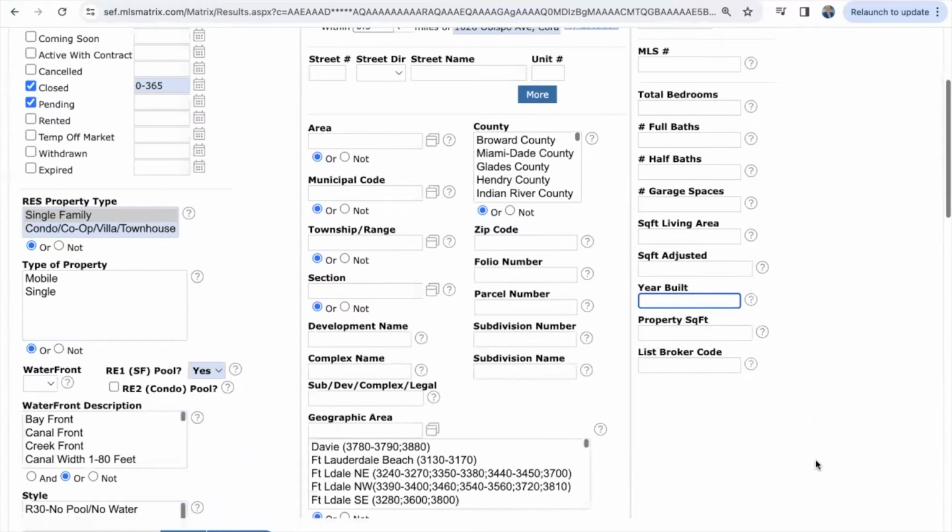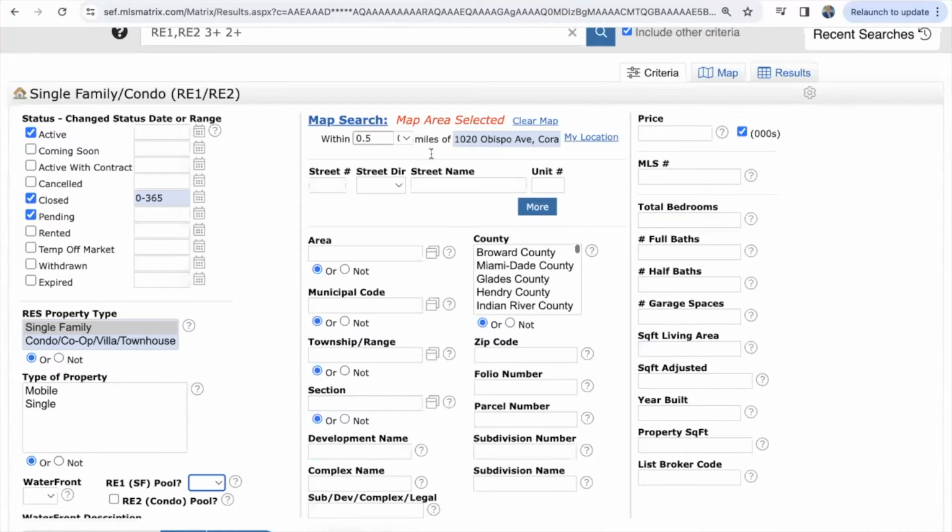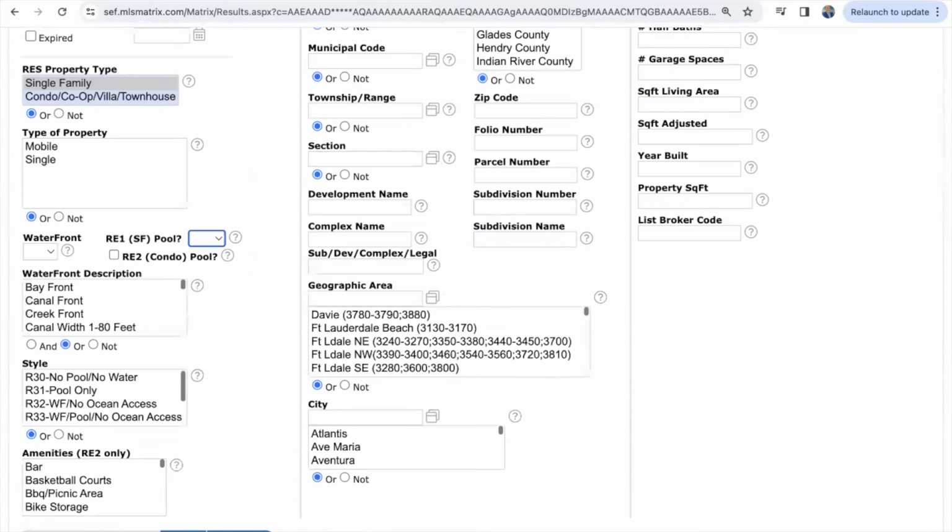We want to be able to demonstrate to our seller and buyer, all right, let's remove the pool too, how the market is behaving within a half-a-mile distance of 1020 Obispo Avenue. So what we're doing is called an inventory analysis. We have active, closed within 1 year, and pending single-family homes within a half-a-mile of 1020 Obispo Avenue. You have 83 results.